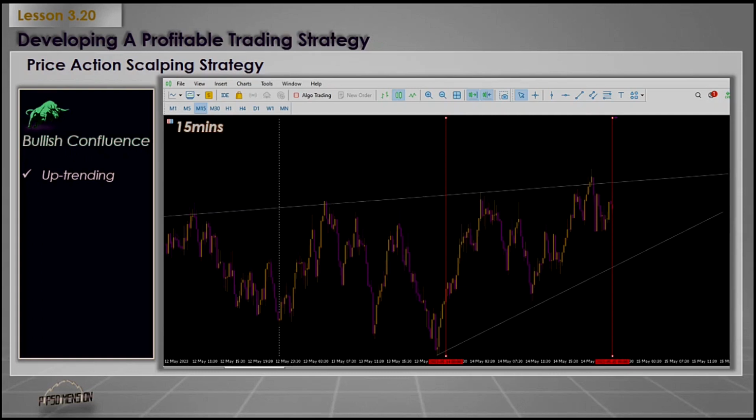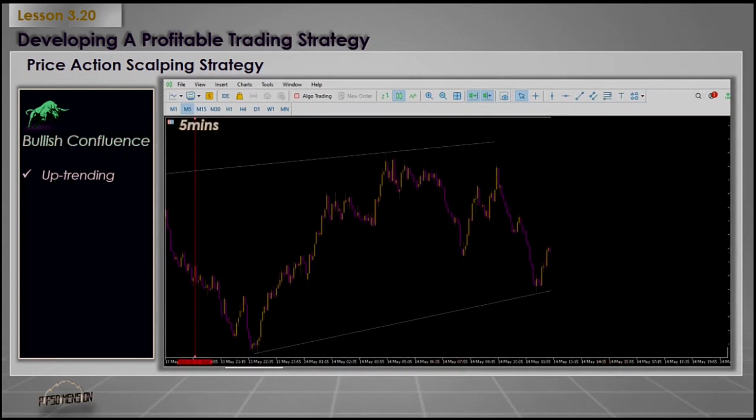Finally, we move to the 5 minutes time frame and look out for other technical factors that support a buy trade. Or in other words, we look out for a bullish confluence. It is better to make buy trades at the major support levels. So we'll wait for the price retracement, and here the price has retraced back to a major support level on the 5 minutes time frame.